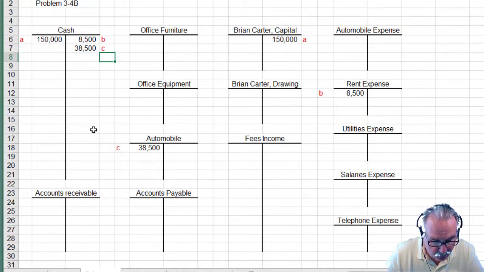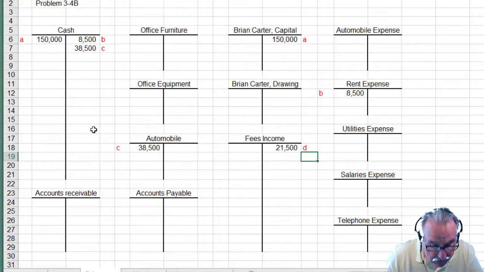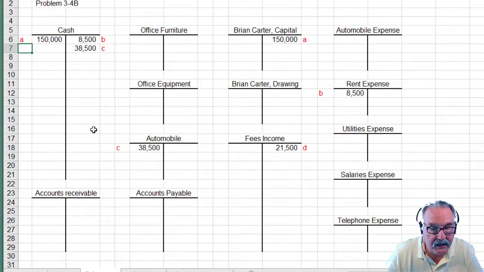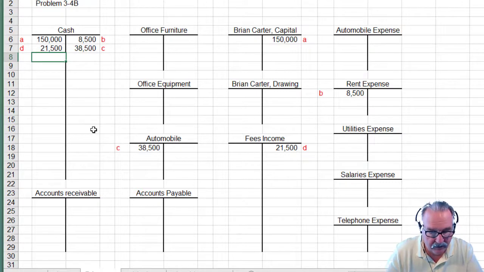Transaction D, performed services for $21,500. Anytime you hear the words performed services, we're talking about revenue, because that's how we make money, is we perform services. And our revenue account is called fees income, and it's always going to be a credit, because revenue makes equity go up. And we got cash. So we put the money into the bank, and cash went up $21,500. Debit cash, credit fees income.